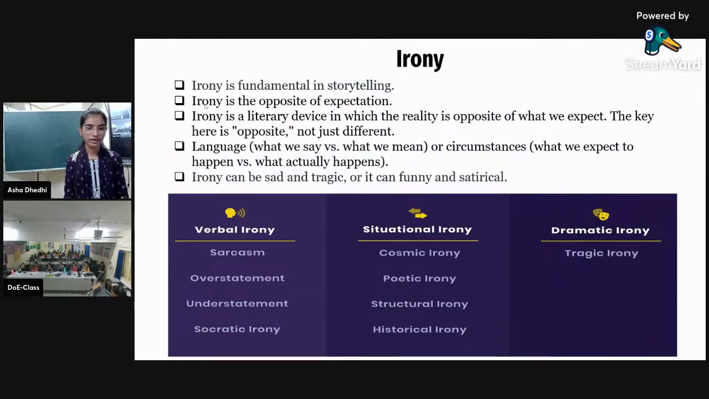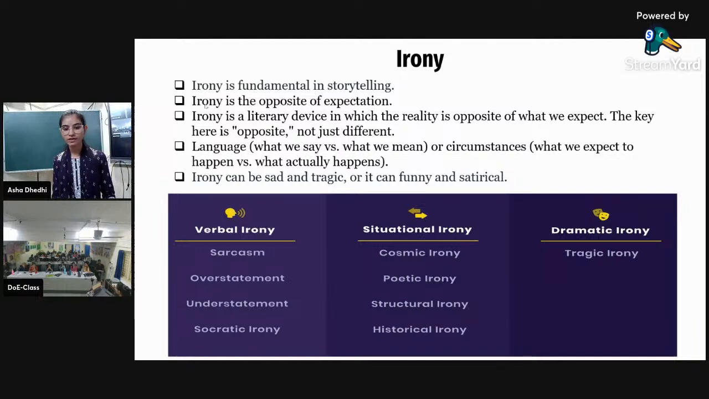Now the next is irony. Irony is fundamentally storytelling. Irony is the opposite of expectation. What irony is, is that the writer is saying something, but the meaning of that thing is completely different from what they are saying. Right? So what we might be expecting is completely different from what is happening in that particular field, then it would be considered irony.